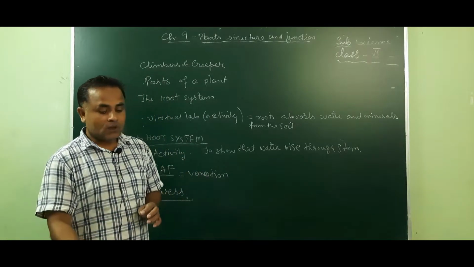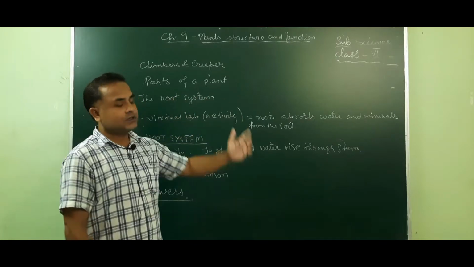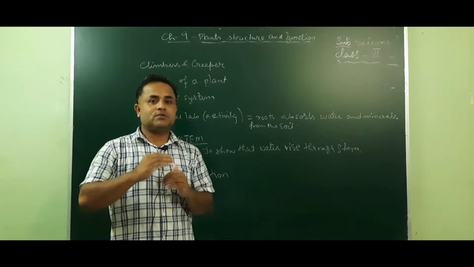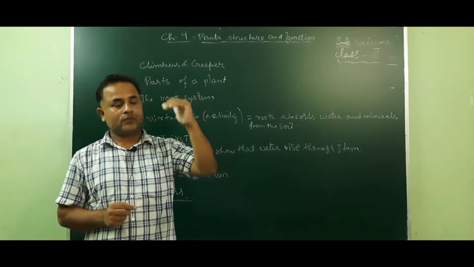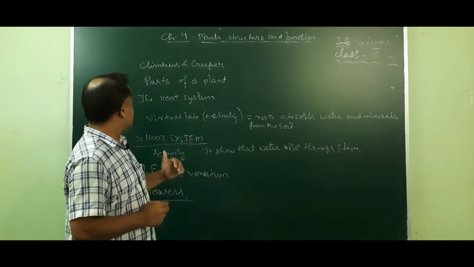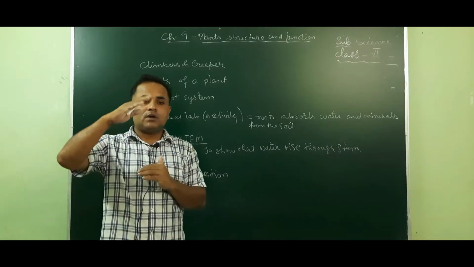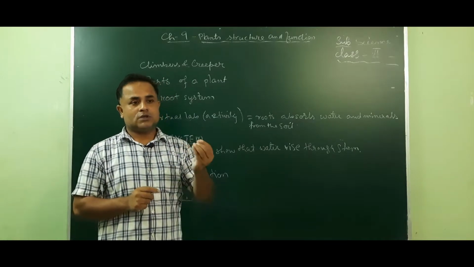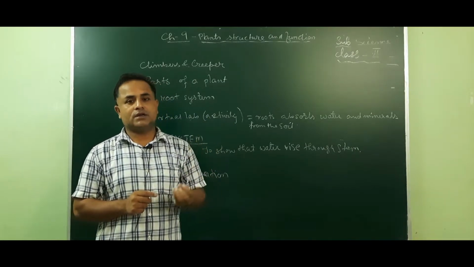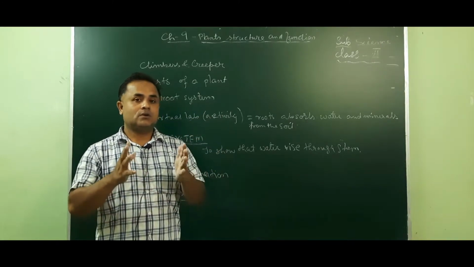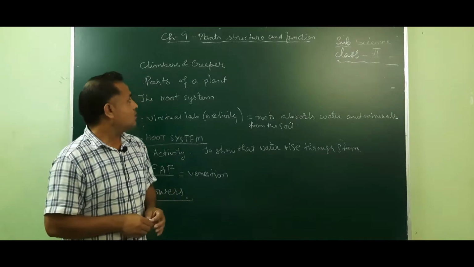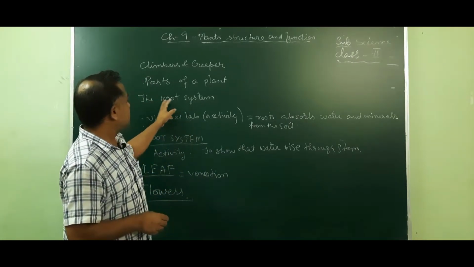Now next we come to the shoot system. The shoot system means those parts of the plants which grow above the soil. Mostly the leaves, branches, flowers and fruits which bear from that are the shoot system. Now we see the root system.